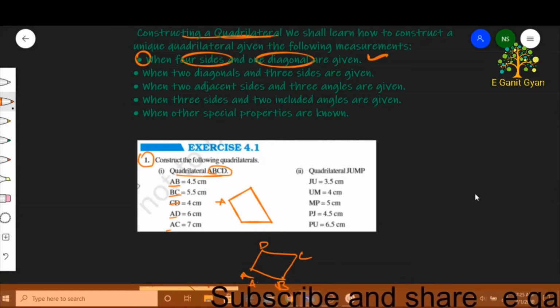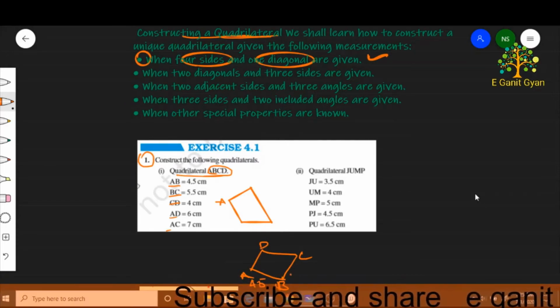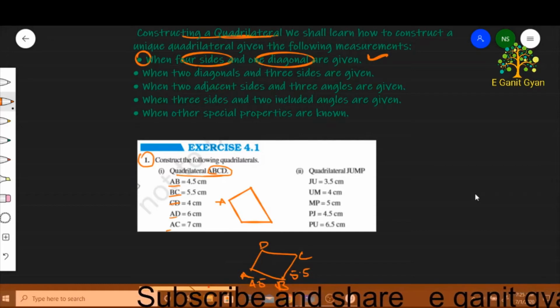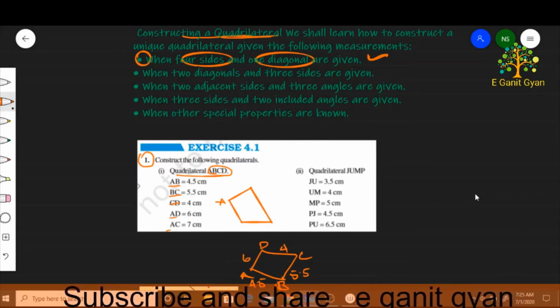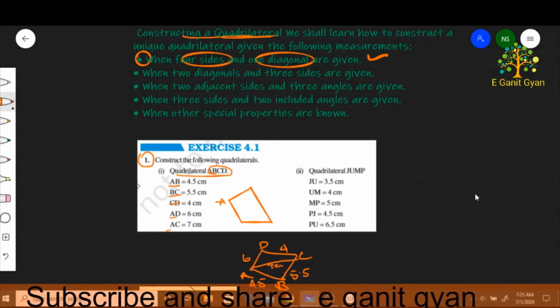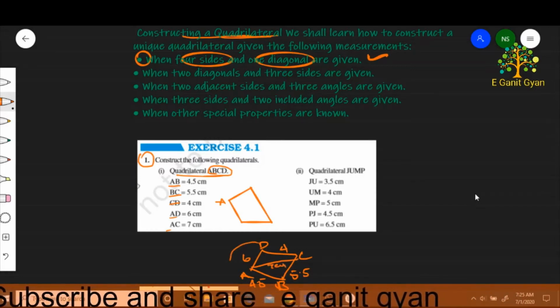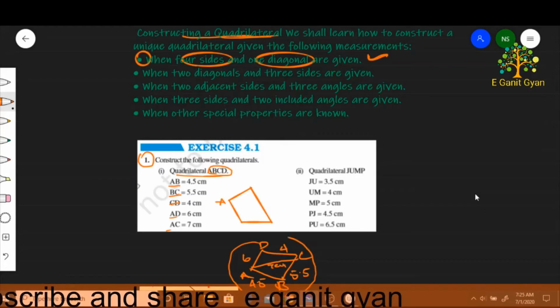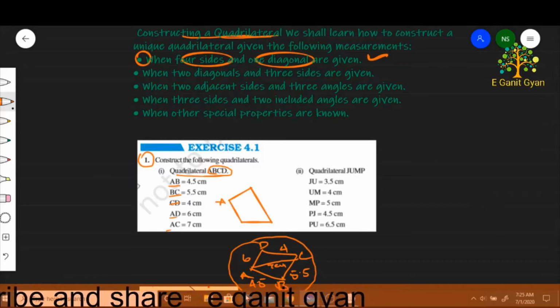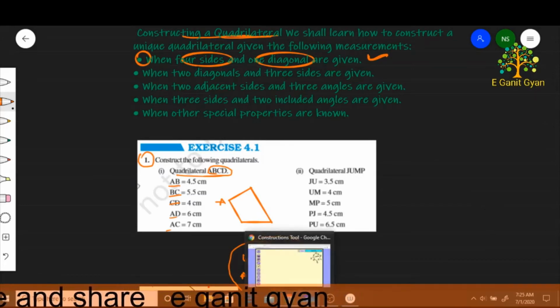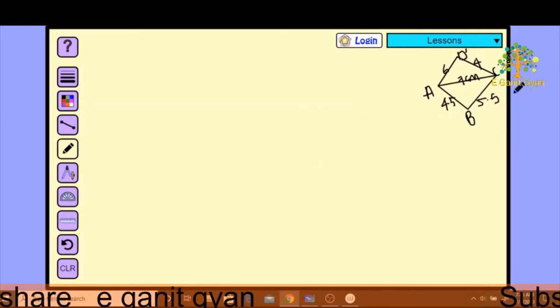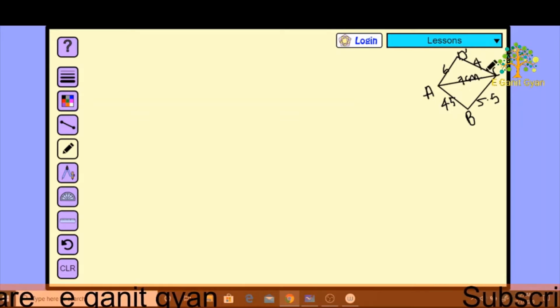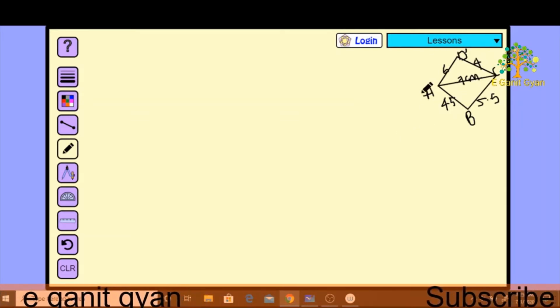AB 4.5, BC 5.5, CD 4, AD 6, and AC finally 7 centimeters. These are the measurements. I am thinking that the diagram will come like this. Okay, let us see how it will come now. This is the rough sketch that I have. With the help of this rough sketch, I will try to draw the main diagram.